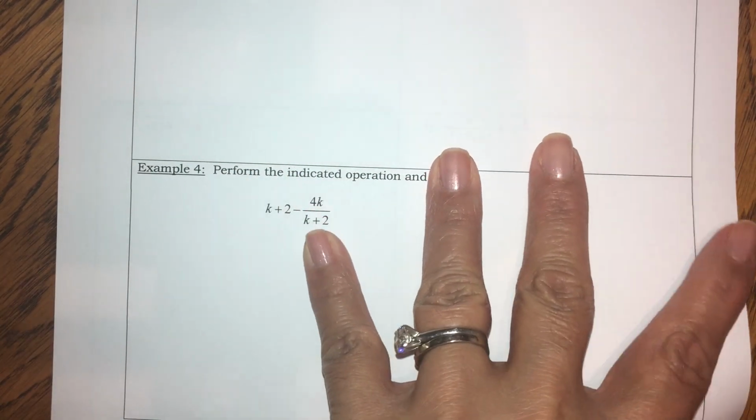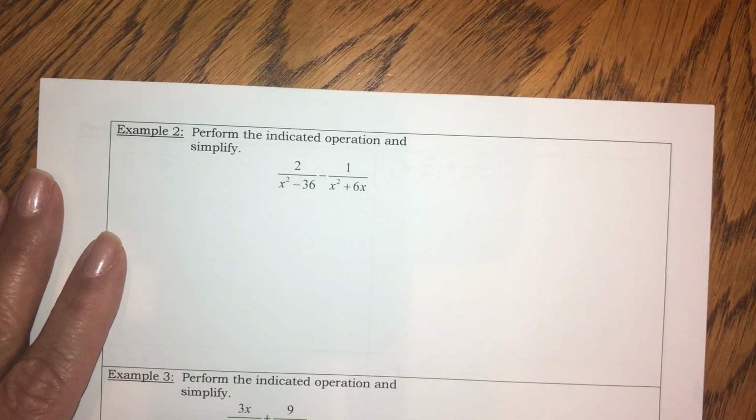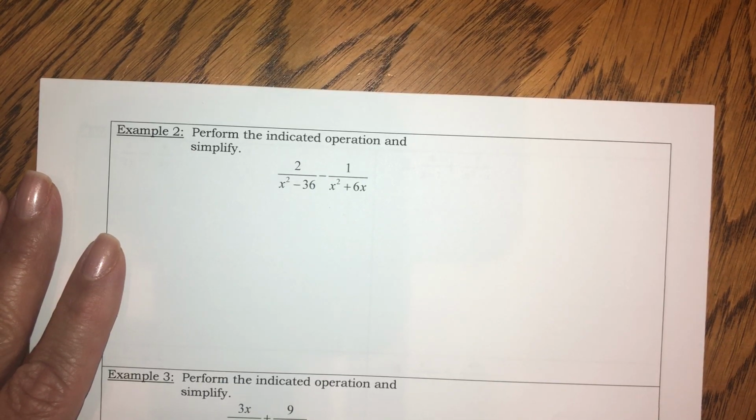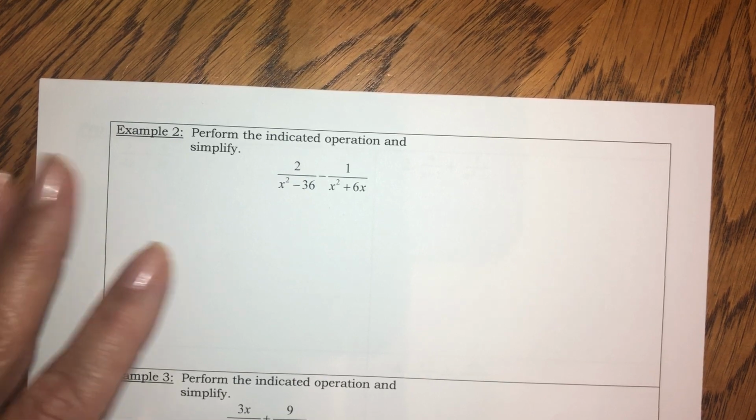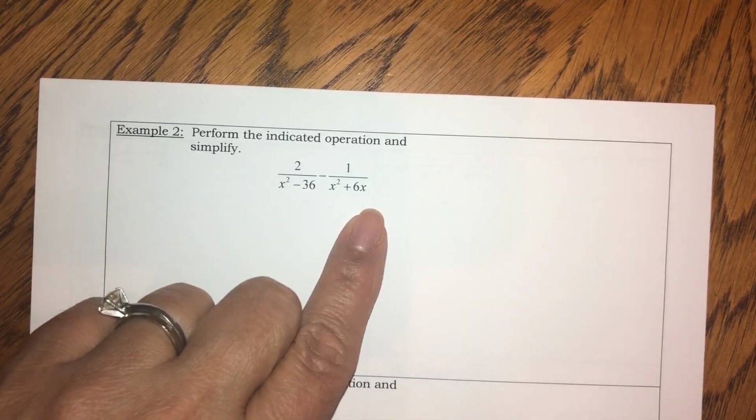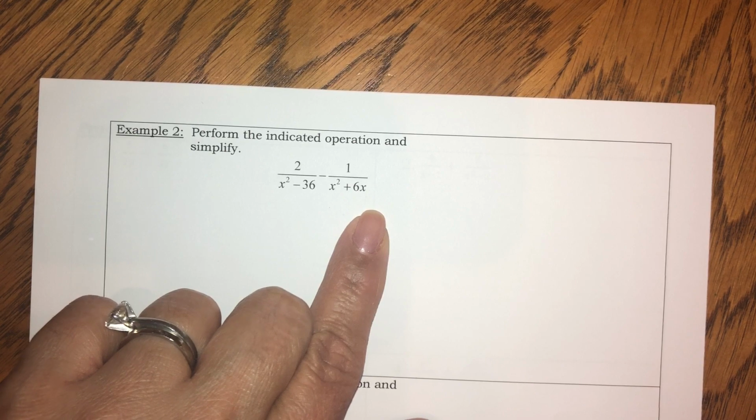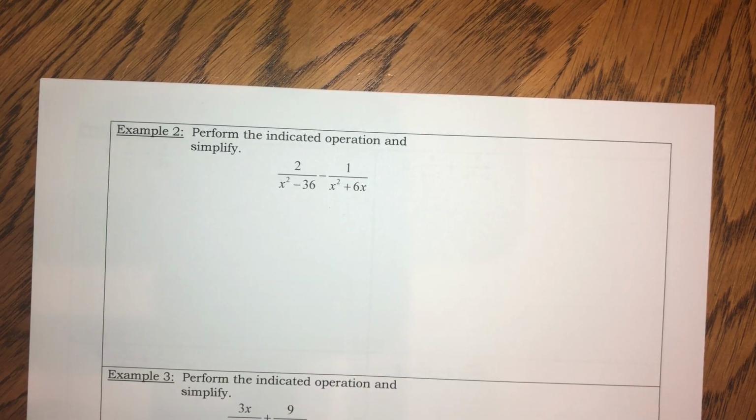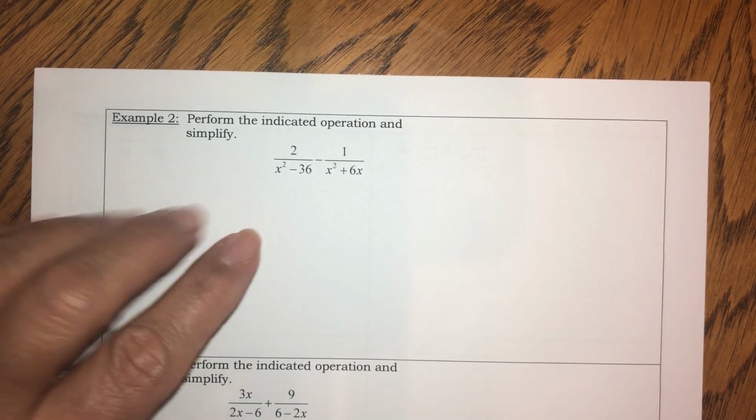So here's the second one in this same family. Here's my dining room table again. Example number 2, we need a common denominator. I can't see what's in common or not yet. I will have to factor what's here. If the denominators are binomials or trinomials, you have to factor before you try to put anything together.